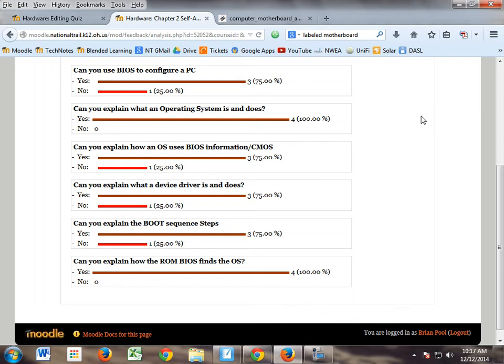The OS uses BIOS information, the configuration, that's how it knows what's in the computer.